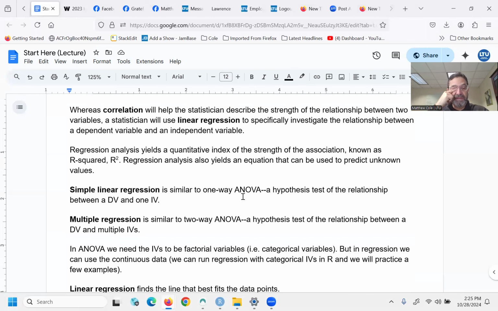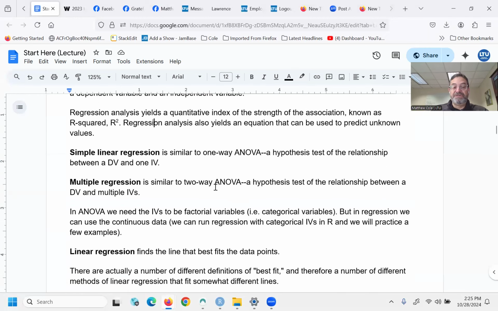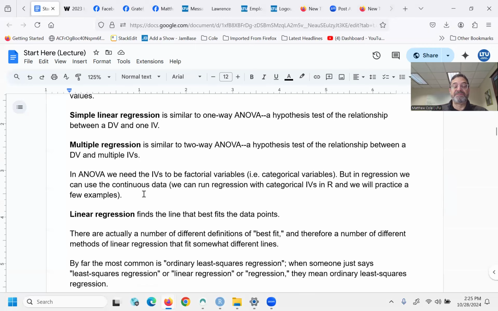We have simple linear regression, which is similar to when we did one-way ANOVA. So that's a hypothesis test of the relationship between a continuous dependent variable and one independent variable. And we can have multiple regression, which is similar to when we did two-way ANOVA, or ANOVA can be more than two-way. You could have a three-way, etc. So that's the hypothesis test of the relationship between a dependent variable and multiple independent variables.